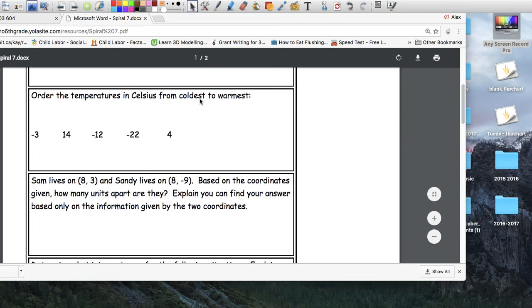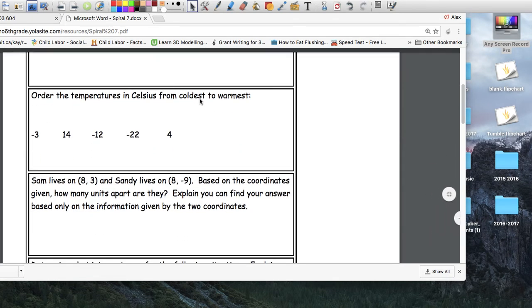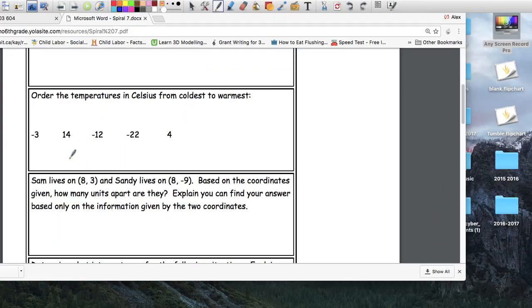Next one, order the temperatures in Celsius from coldest to warmest. Coldest temperature, let's see, it would be negative 22, negative 12, negative 3, a little warmer, 4, and 14. There is your warmest temperature. Remember, with negatives, the bigger the number in the negatives, the lower the temperature. It's a little bit backwards.